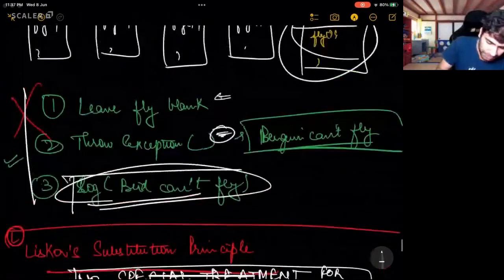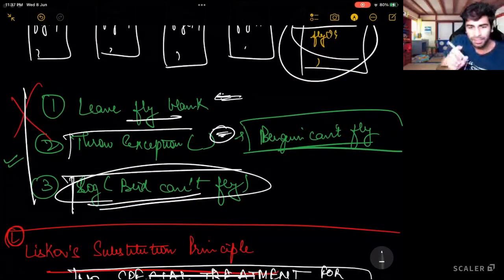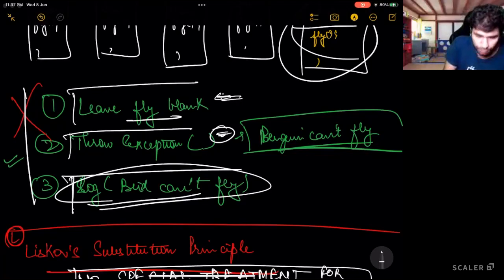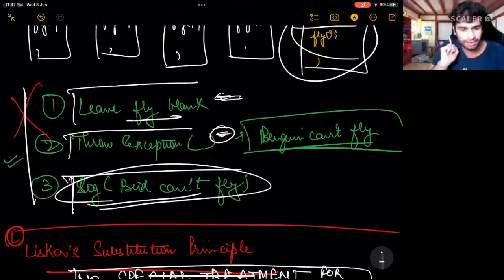Akash, obviously, if you make those changes, if you leave the fly blank, or log, or even if you throw an exception, after catching the exception or after knowing that this is a special case, won't you do some special behavior? Probably you will throw a notification that the bird you have selected cannot fly, please choose another bird. Won't you do something like this? You will do it, right? For those birds that cannot fly, you will probably do this. Yes or no?